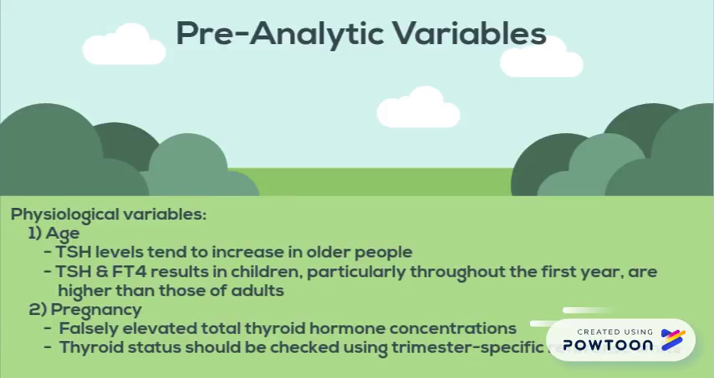It is important to be familiar with the various pre-analytical factors that can compromise thyroid laboratory testing. Altered thyroid hormone and TSH levels occur in early childhood, old age, and in pregnancy, which may lead to misinterpretation when compared with adult reference range values.